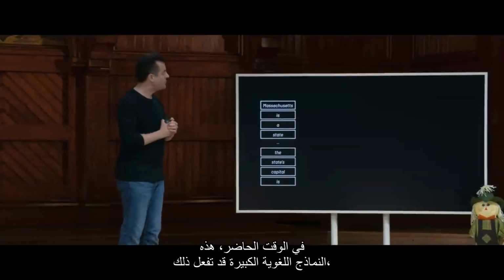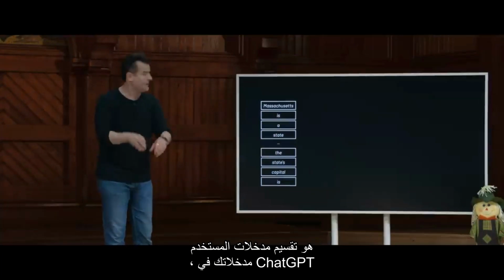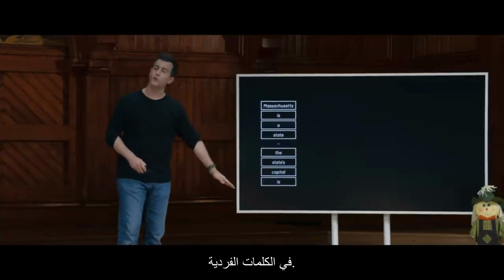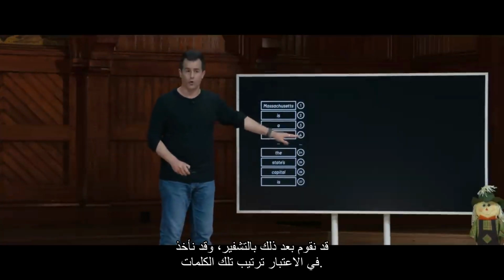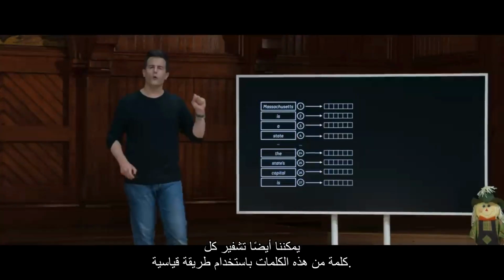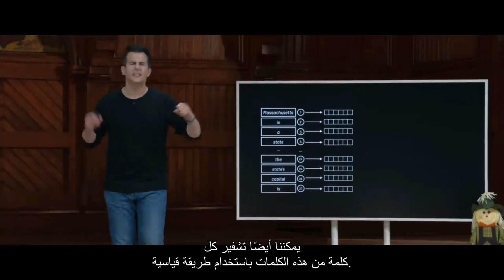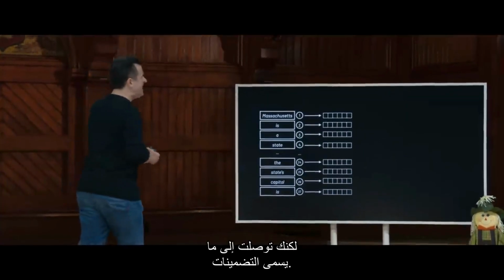what in artificial intelligence nowadays, these large language models might do, is sort of break down the user's input, your input into ChatGPT, into the individual words. We might then take into account the order of those words. Massachusetts is first, is last. We might further encode each of those words using a standard way. And there are different algorithms for this, but you come up with what are called embeddings.